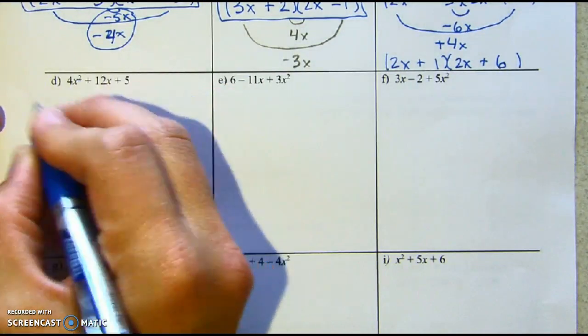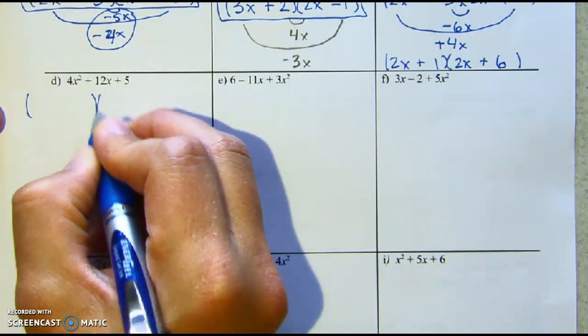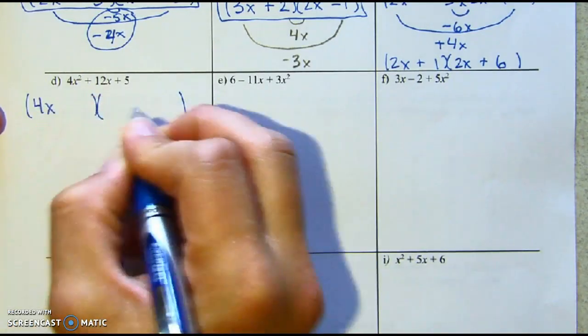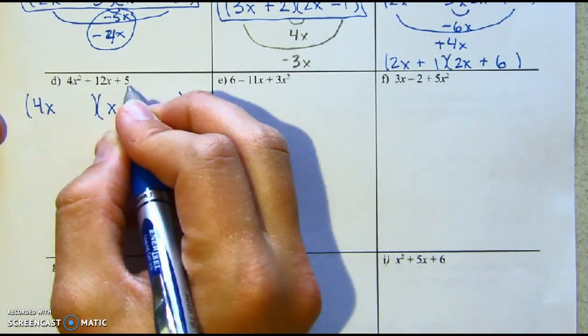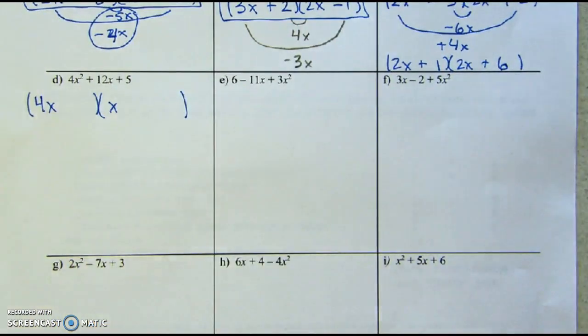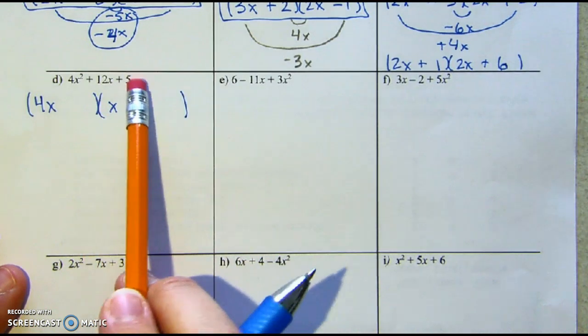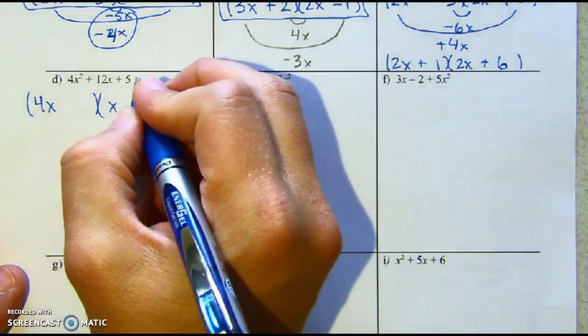Oh, 4x squared. Should I try 4x and x, or should I go with 2 and 2 again? I don't know. Let's try 4x and x. It did us good last time. Okay, what multiplies to get 5? Oh, watch. I'm going to teach you a shortcut now. Ready? How can this be easier? We know 5 is 5 times 1. You agree?